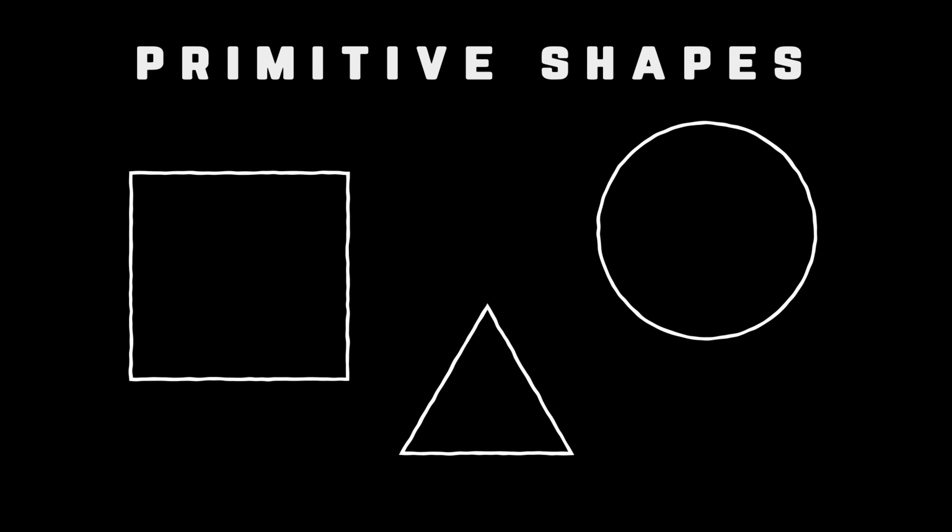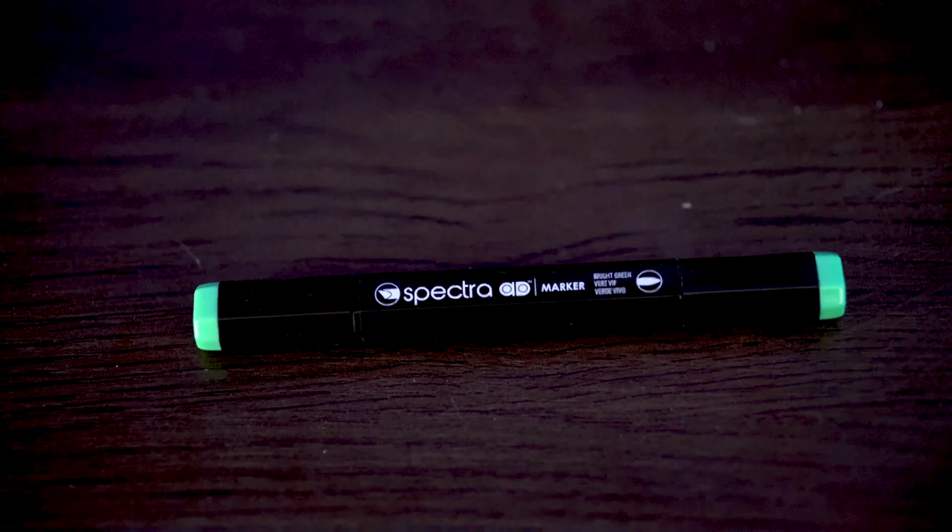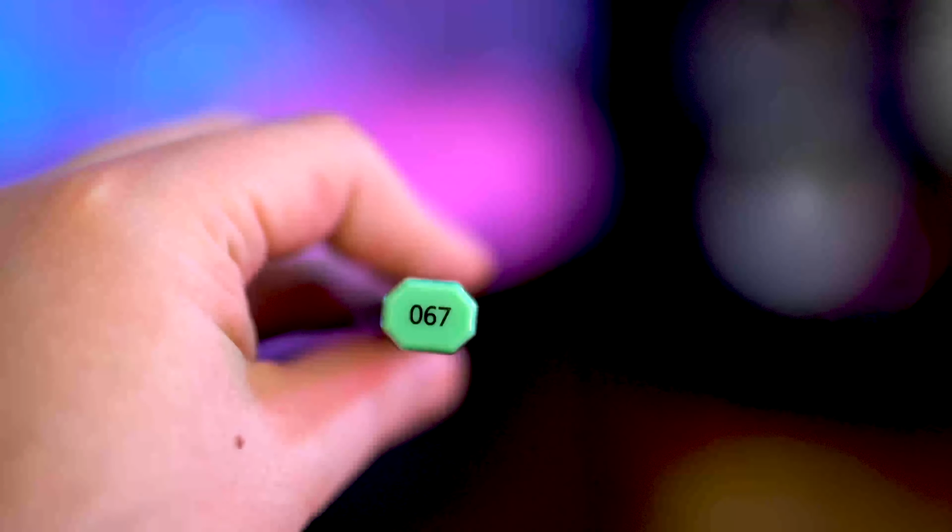When 3D modeling, it's important to realize that everything can be distilled down into primitive shapes. For instance, most markers are just long cylinders. However, these spectrum markers are a bit unique, and I don't think a cylinder is going to work in this case, so I'm going to try a cube.